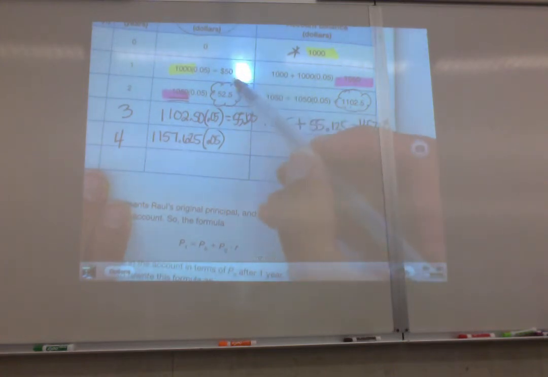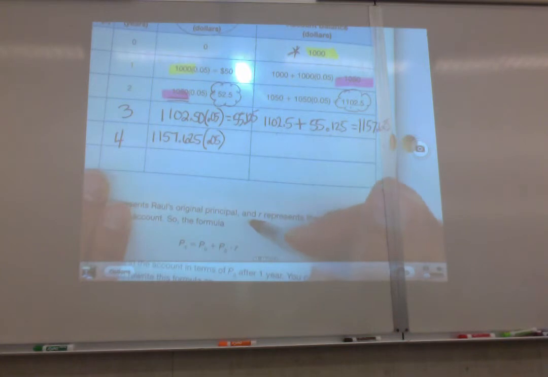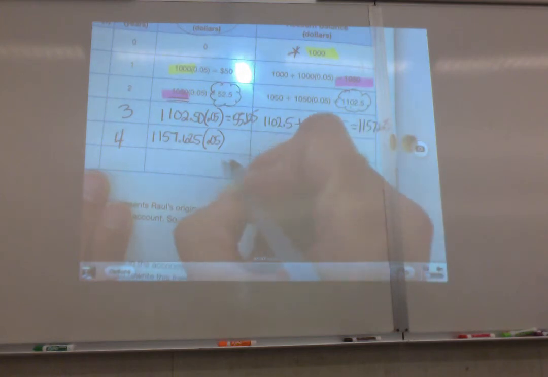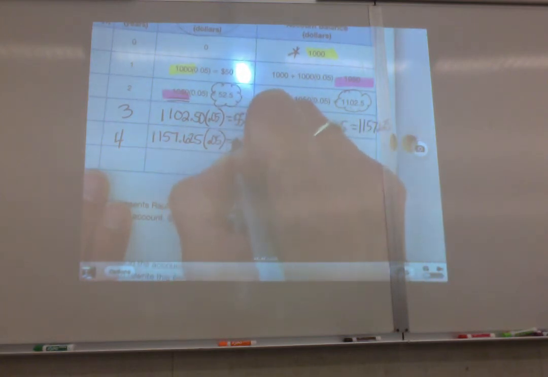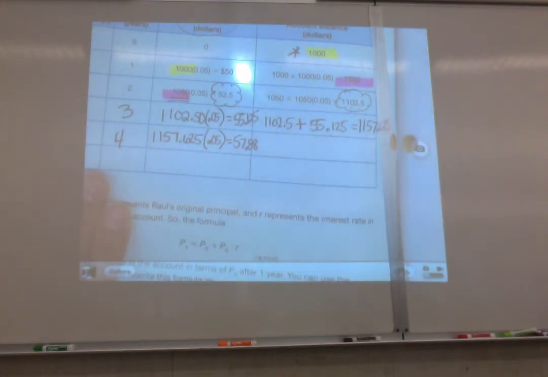And we got 50 in interest the first year, 52.5 the second year, 55.125 the third year. What's your prediction? It's gonna be bigger. 58-ish. It's going to be bigger. Okay, it went up by 2 here. It went up by a little more than 2 here. It's going to go up a little more each time. What do we got? 57 even? 57.88. I want my pennies.